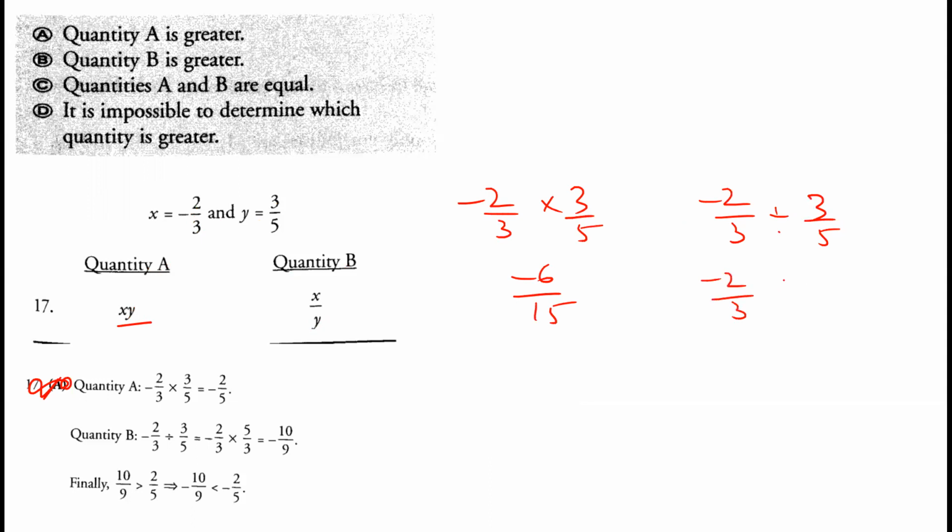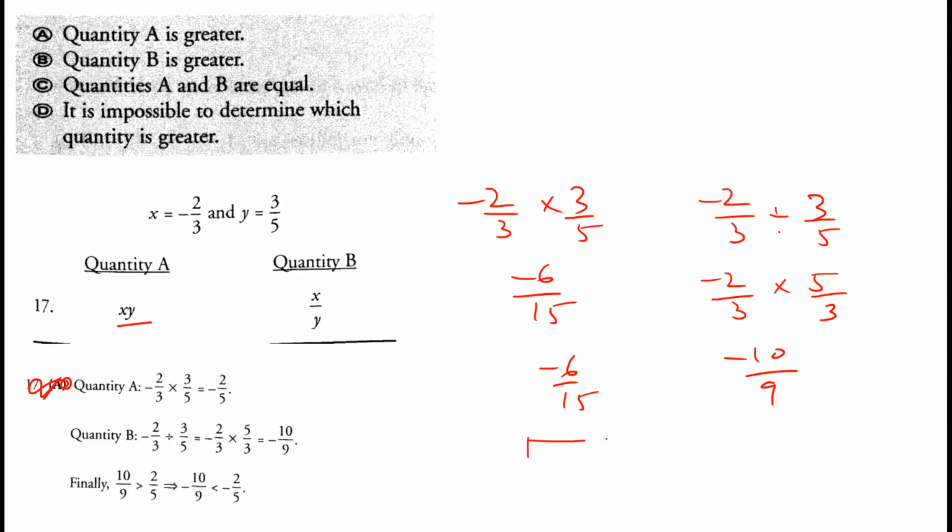So question 17. x is minus 2 by 3 and y is 3 by 5. Quantity A is xy and quantity B is x over y. So xy would be minus 2 over 3 multiplied by 3 by 5, which is minus 6 by 15. And quantity B would be minus 2 by 3 divided by 3 by 5, which becomes minus 2 by 3 multiplied by 5 over 3, so minus 10 over 9.